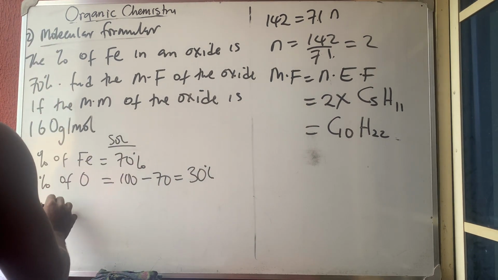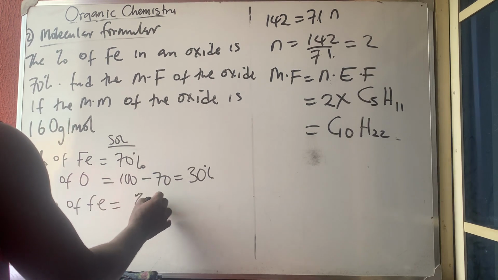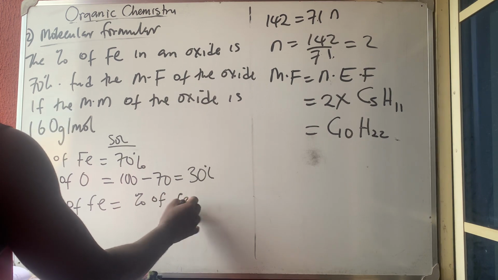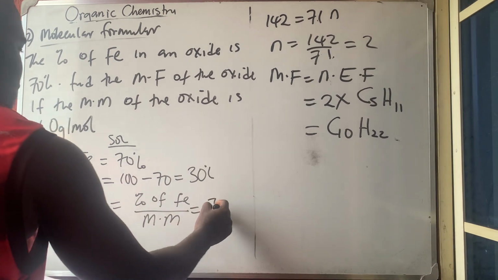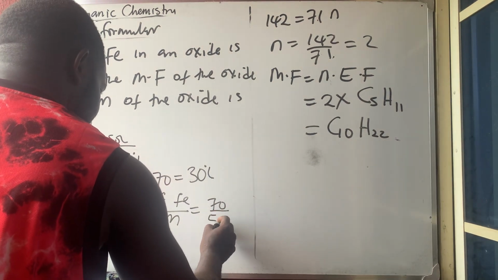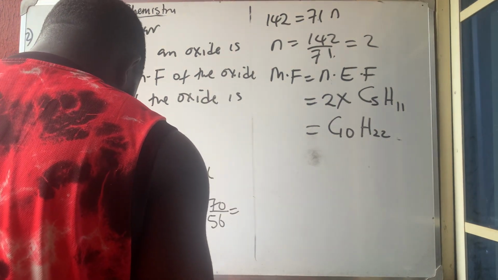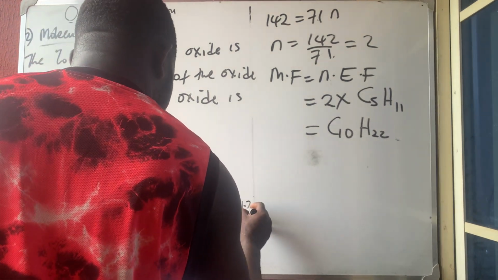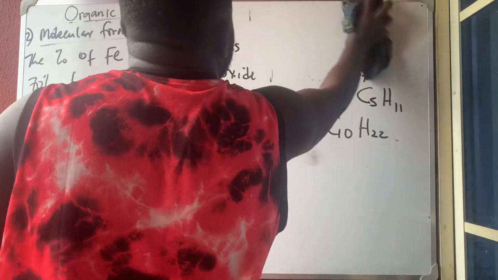Okay, so let's get the mole. The mole of Fe is simply the percentage of Fe over the relative molecular mass of Fe, which will give you 70 divided by 56. Don't forget that Fe is 56, which will give you 1.25. Okay, let's do the same thing for oxygen.